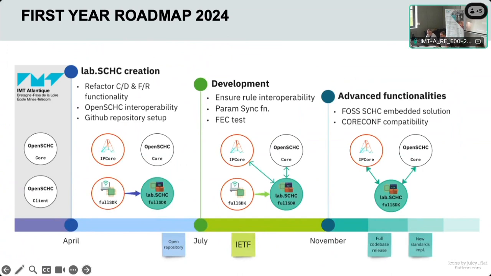In parallel with that, it's to develop new features as well, like the introduction, for example, of error corrections, which are important in the metering world to make communications more reliable. And so we also have IETF milestones, because we're going to use these tools to participate in standardization.